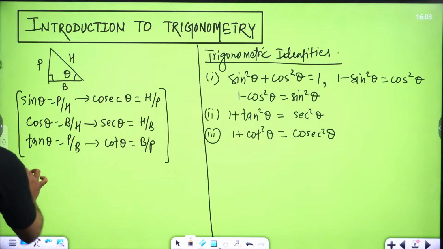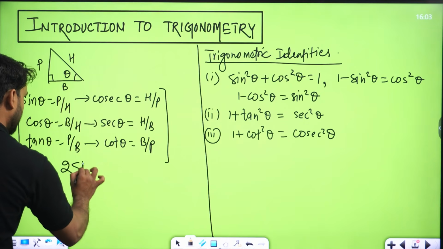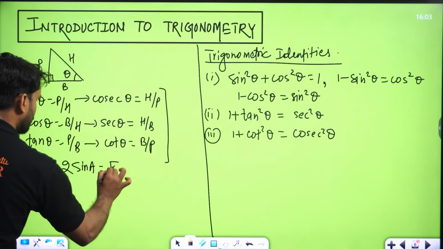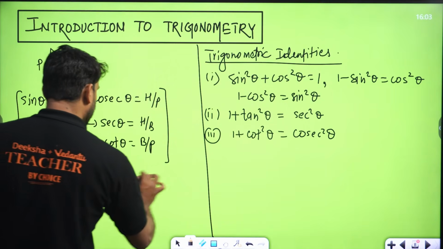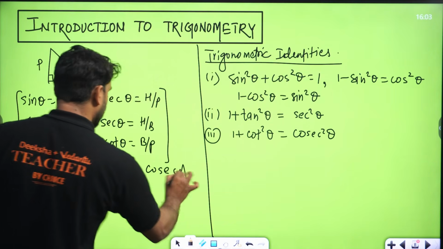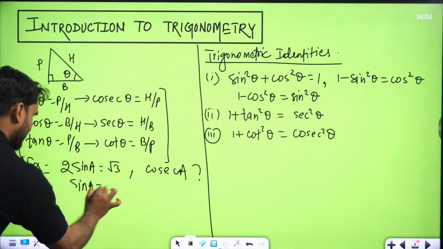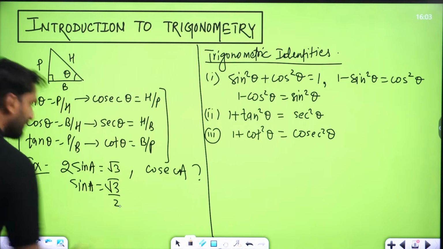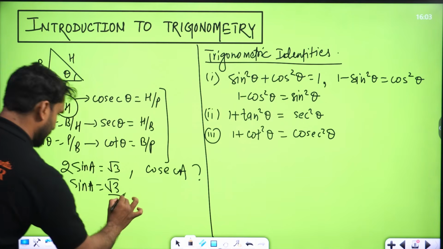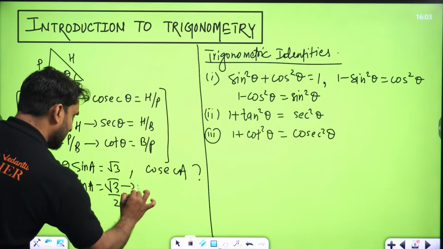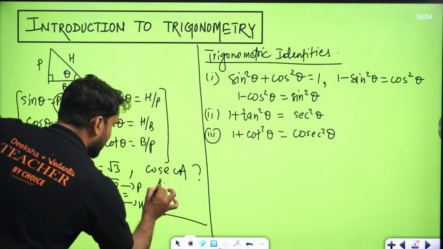In this, the most important question that comes from trigonometric ratios: like I'm giving you 2 sin A equals root 3. This is given to you. Then what will be cosec A? This is the question. So if sin A is given to you, can I write sin A is equal to root 3 by 2? The 2 will go there. Now if you compare, sin is basically perpendicular by hypotenuse. So if we compare, this will be P and this will be the hypotenuse.